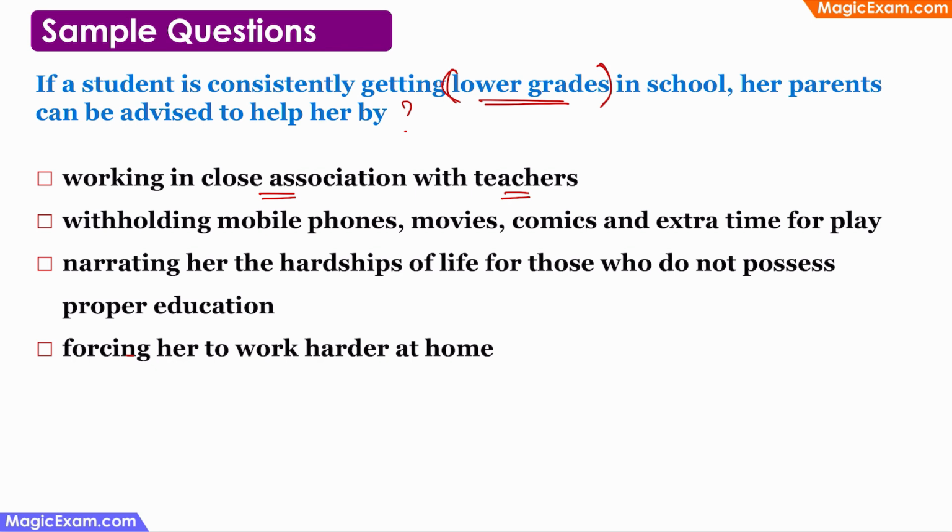Only after doing this, if the child is getting distracted, then you can withhold mobile phones, movies and comics. Or if the child is not aware of the implication of not studying, then you can narrate the hardships of those who do not possess proper education. That is, you can give the children some gyan. Or if the child is not doing homework or not doing any assignments properly, then you can force her to work harder at home. So you can do the other options only if you know what is the real reason behind the child's lower grades. And to do that, you have to work in close association with the teacher. So that is the correct answer and the best answer here.